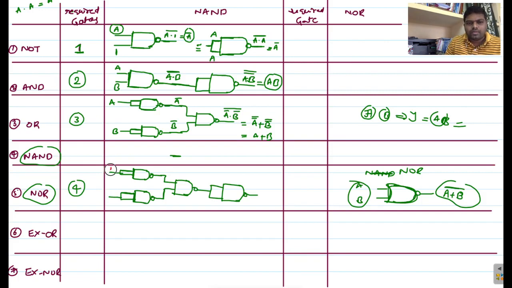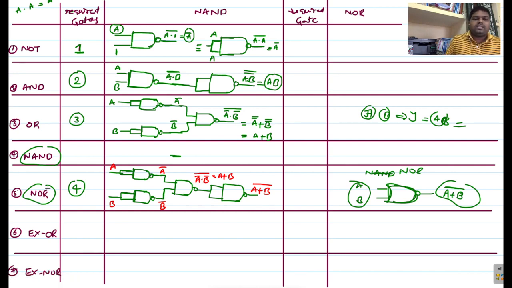Now if you observe, this is A and this one is B. Here you are getting A bar, here you are getting B bar. Now these two are applied to this NAND gate, so that we get A bar into B bar whole bar, which equals A plus B. A plus B is tied to this NAND gate, so that we get A plus B whole bar. A plus B whole bar is nothing but NOR logic. So with the help of 4 NAND gates, we can implement NOR logic, right?